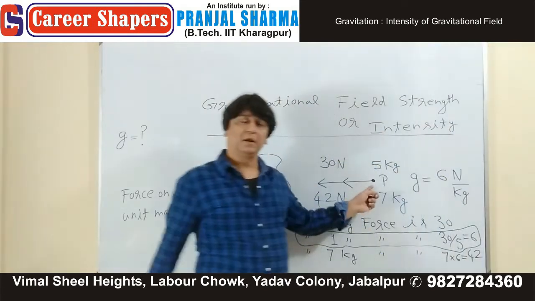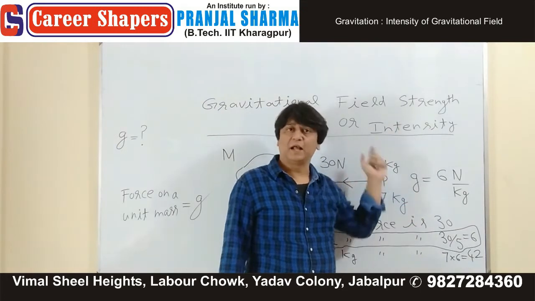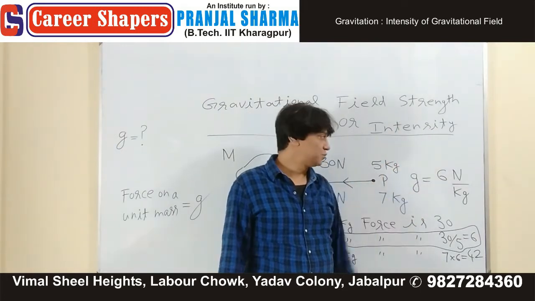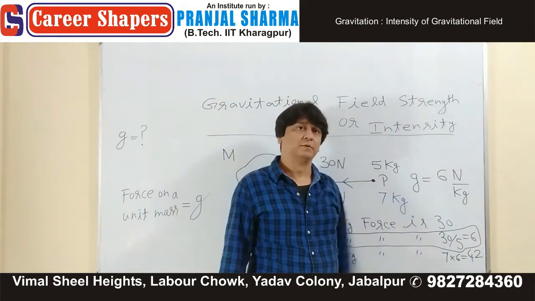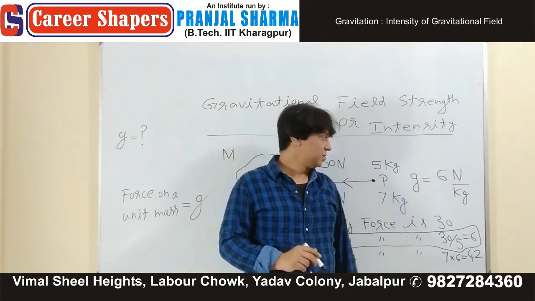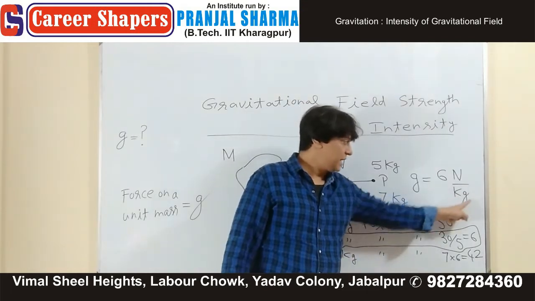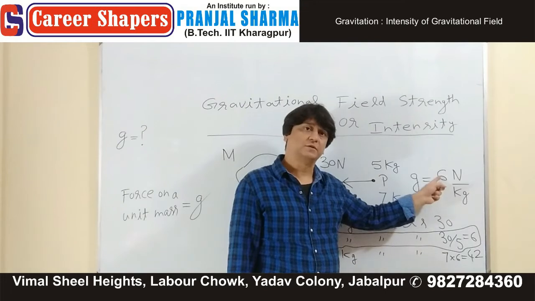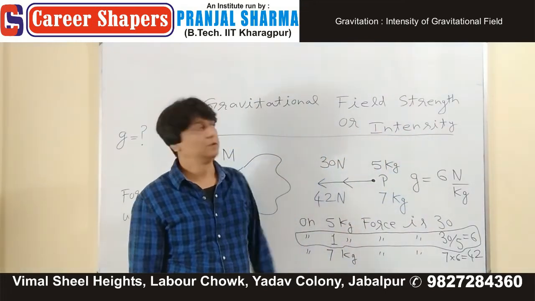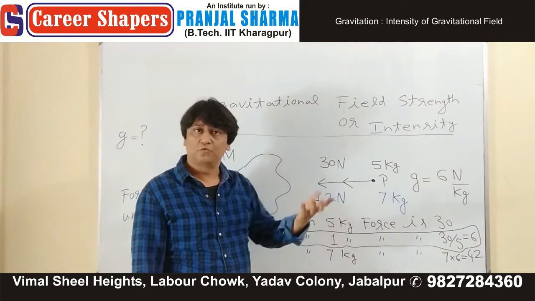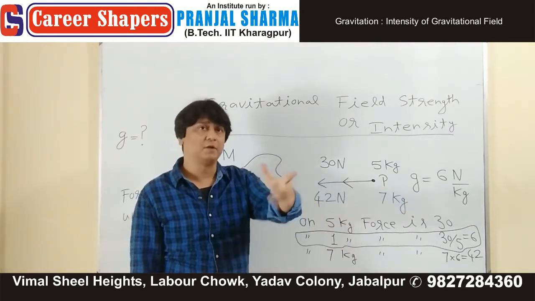At point P, the strength of the gravitational field, the intensity of the gravitational field, is 6 newtons per kg. If they give you information like this, it simply tells you that on 1 kg, the force is 6. So gravitational intensity is nothing special. It is still force, but force on a unit mass.